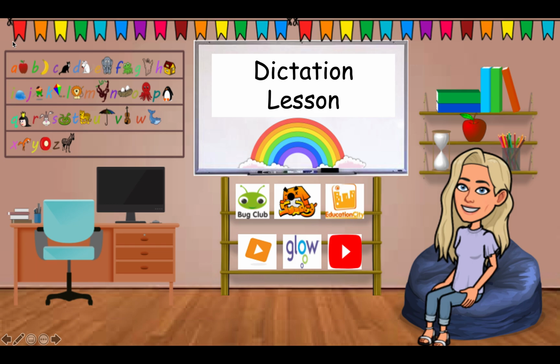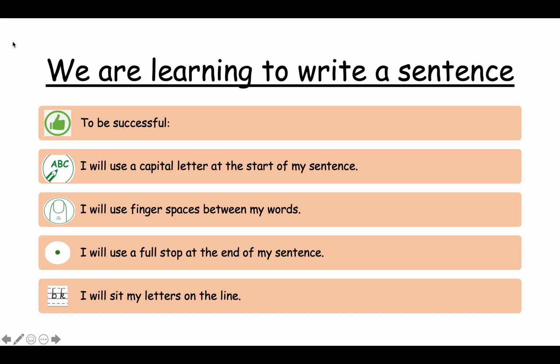So today we are going to do our dictation lesson. I'm going to tell you a sentence and you're going to visualise the words in your head and try and spell it out as best you can. So you'll need to listen to the word and sound it out and try and spell it all on your own without Miss Binny showing you the words. Okay, so let's get started.